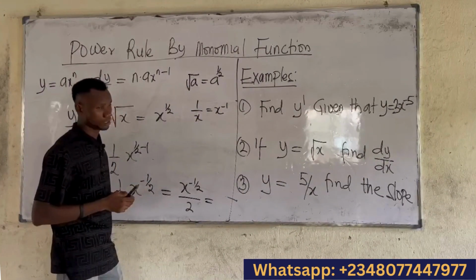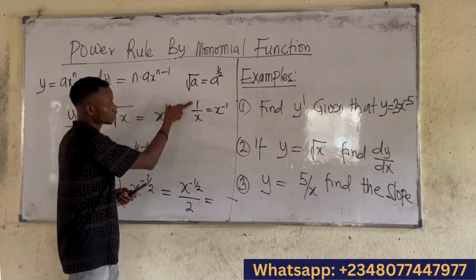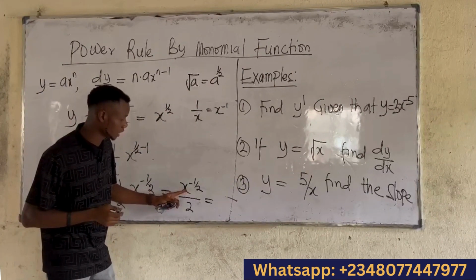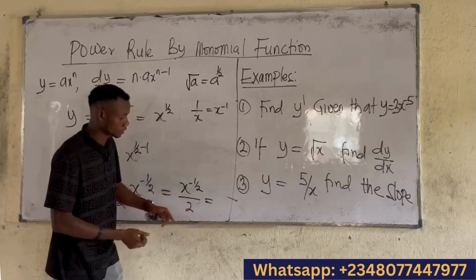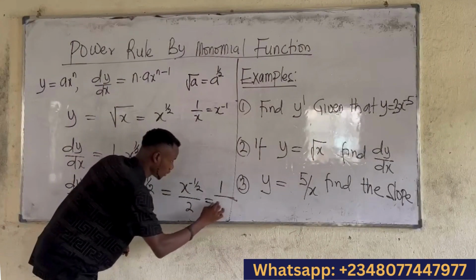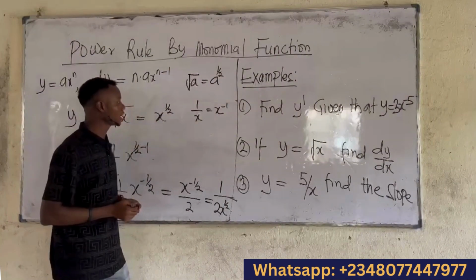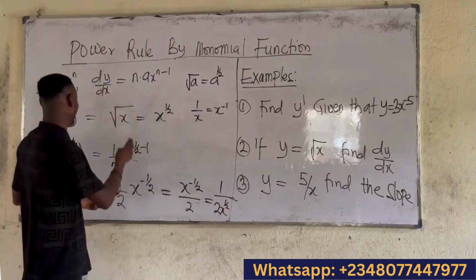The same thing here. Anytime you are taking anything from numerator to denominator, the sign of the power will also change. So I want to take this from numerator to denominator. This will be 1 over 2 of s raised to 1 over 2. Please take note. So finally, I can write this to be our dy dx here.